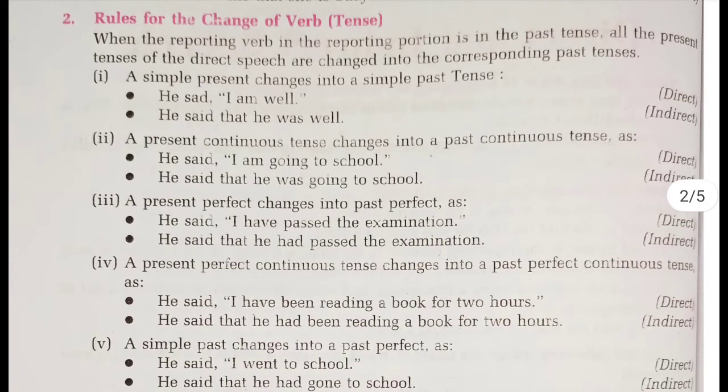Rules for change of verb, that is tense. See here, a simple present changes into a simple past tense. He said, I am well. He said that he was well. A present continuous tense changes into past continuous tense. We have already seen this in the first example. He said, I am going to school. He said that he was going to school.